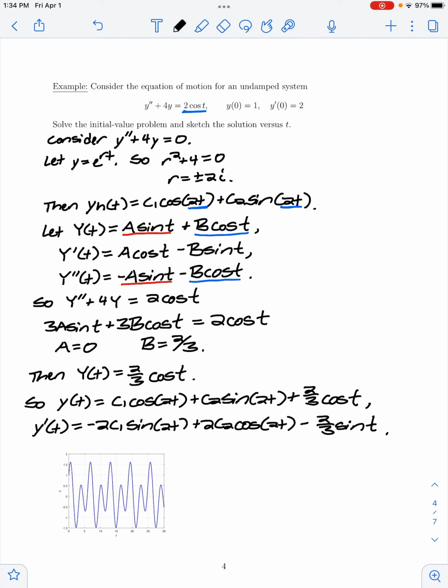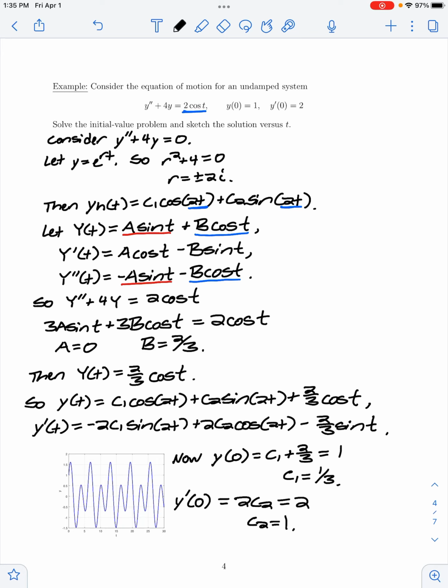So let's apply these initial conditions. We have y evaluated at 0 is equal to c1 + 2/3. And we were told this has to equal 1. So it follows that c1 must be 1/3. And evaluating our derivative, y', at t = 0, we are left with 2c2, and we were told this value has to be 2. So it follows that c2 is 1.